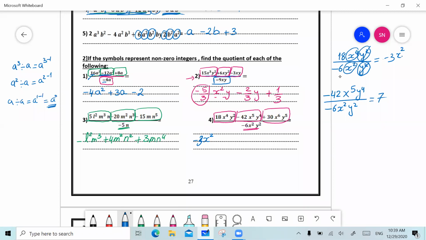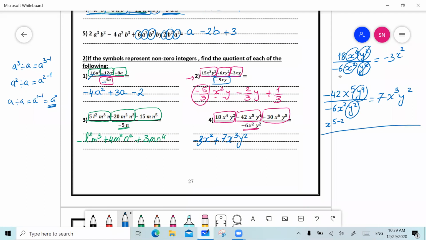X to the power of 5 divided by x to the power of 2. This is x to the power of 5 minus 2, which is equal to x to the power of 3. Y to the power of 4 divided by y to the power of 2. This is y to the power of 4 minus 2, which is y to the power of 2. So I have here positive 7, x to the power of 3, y to the power of 2.